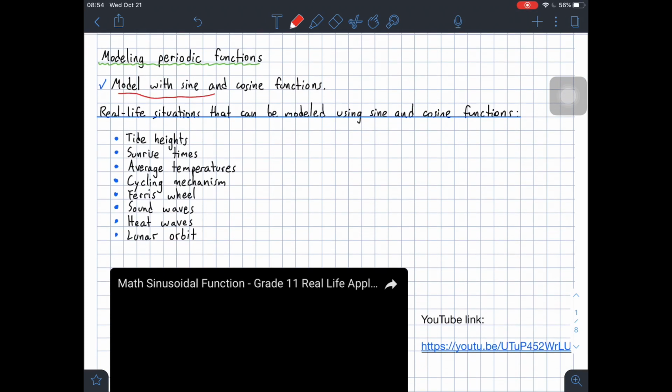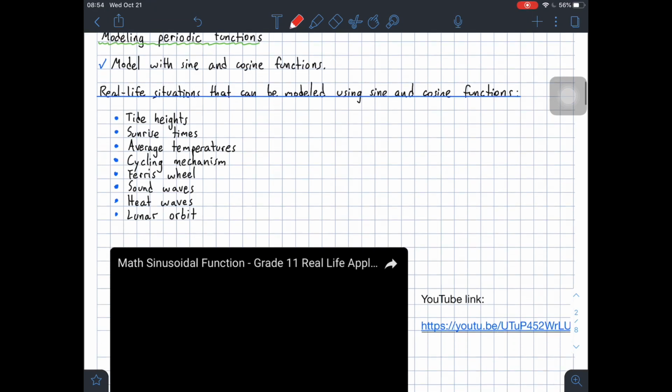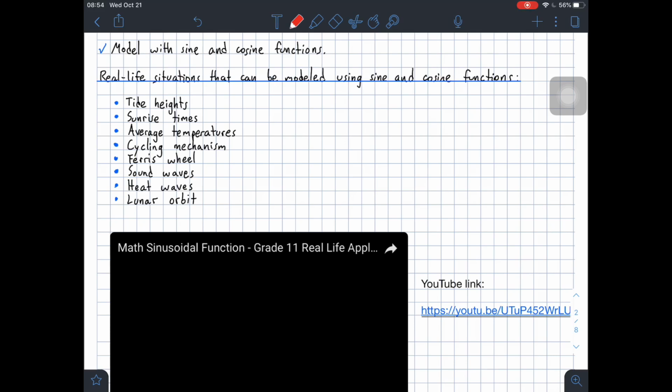The objective is to model with sine and cosine functions. So these are some real-life situations that can be modeled using either sine or cosine functions. These are very interesting topics. You might want to think about them for the math internal assessment, right, for the project.